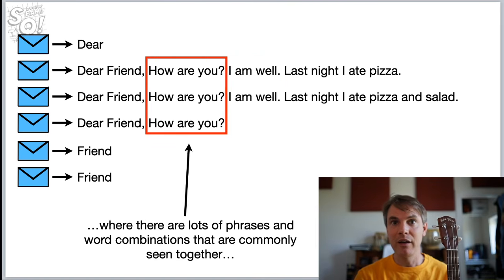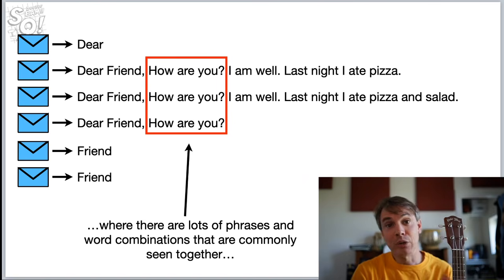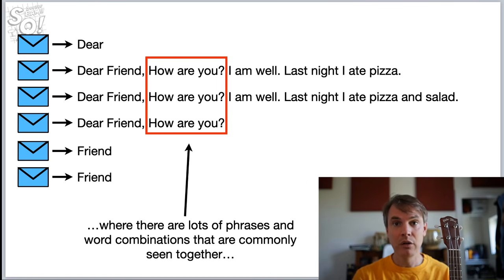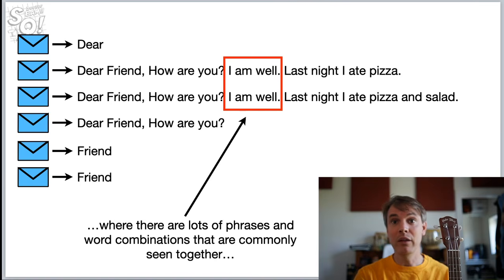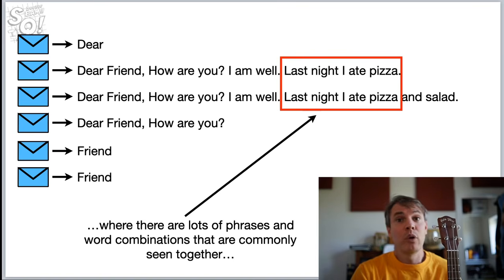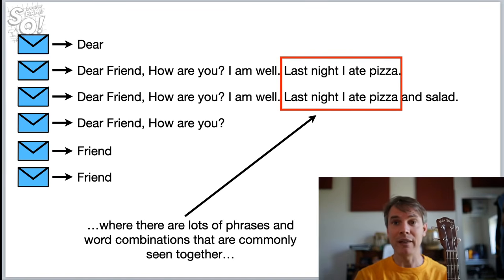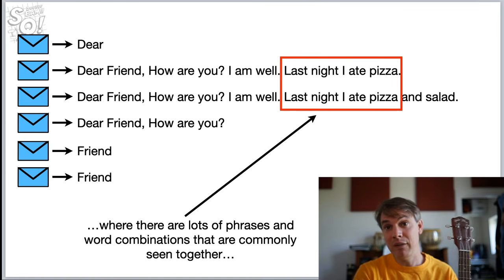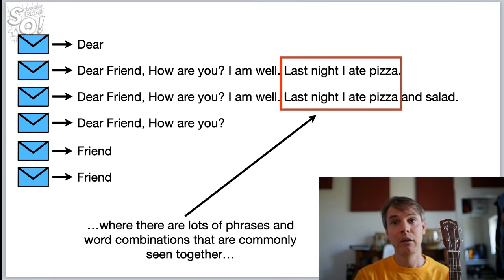So in here we've got, how are you? That's a real common phrase in the English language. To say I'm well is a very common thing to say. So those words are commonly found together. Last night I ate pizza. A lot of people in English-speaking countries, or people that speak English, eat pizza. So you might see the phrase last night I ate pizza a lot. Some people eat pizza and salad, but some people just eat pizza.